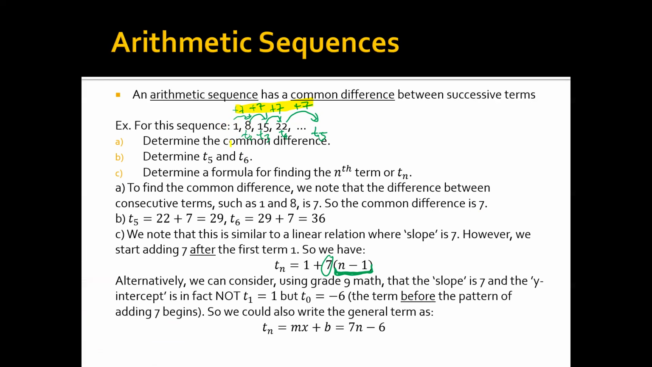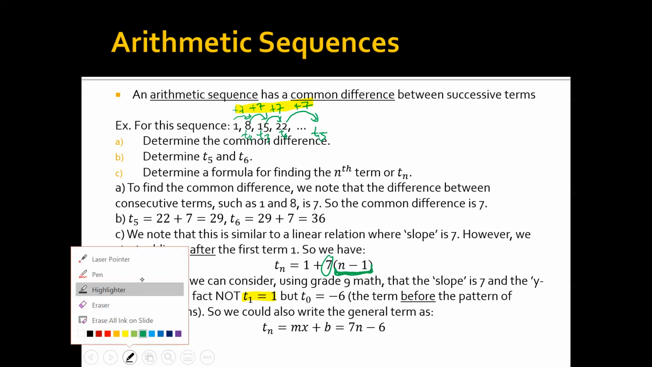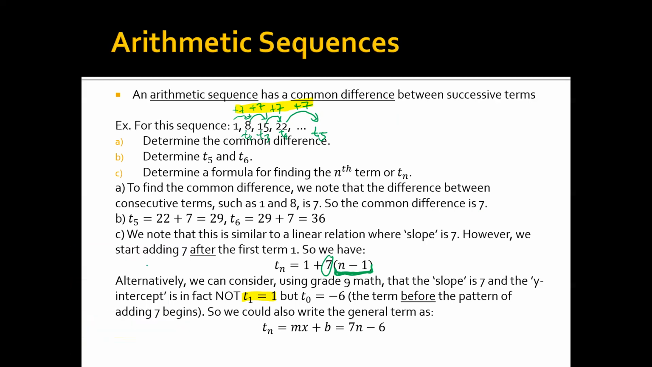Alternatively, you could look at it a different way. If you don't want to think of it as n minus 1, which does confuse people sometimes, you can think of it a different way. Instead of focusing on T1, the first term, we can go back a step. We can say, wait a minute, in grade 9, didn't we learn about the y-intercept? If you want to use a y-intercept comparison, this is just a different way to do this. I know that T1 is 1, T2 is 8, T3 is 15, T4 is 22, T5 is 29.